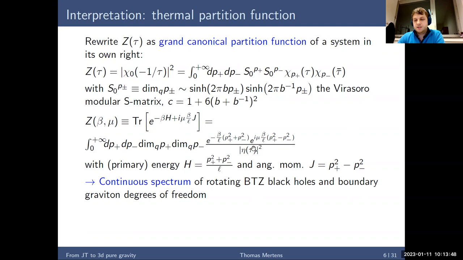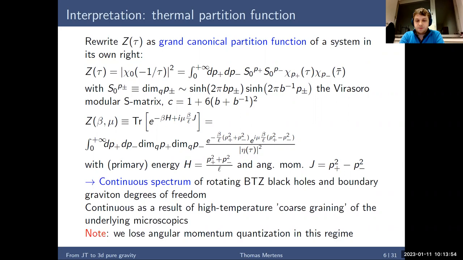And I should point out that the spectrum is continuous, despite the fact that we originally started with a discrete microscopic CFT. You can see that it's continuous as a result of this high temperature limit that we have been taking to isolate this vacuum character in the dual channel. So it's continuous as a result of something you might call coarse graining in the high temperature regime of the underlying microscopics.